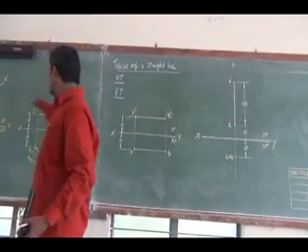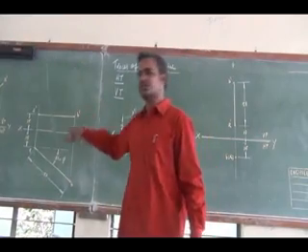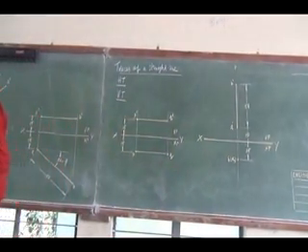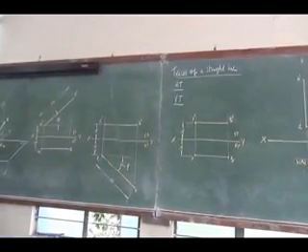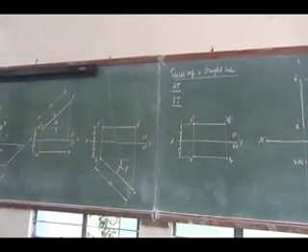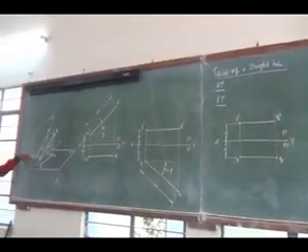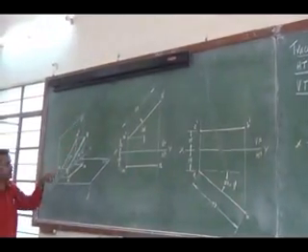But in your problems, you will have only projections. From the projections, how can I obtain my trace? See there, the horizontal trace in this case, how am I going to obtain it? See here. This is inclined to HP and parallel to VP. So this is the original line. I have to extend the original line, MN.